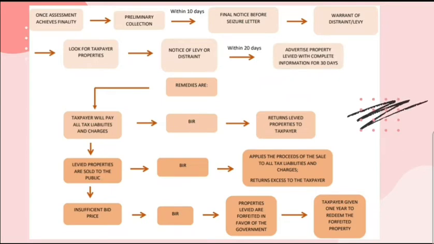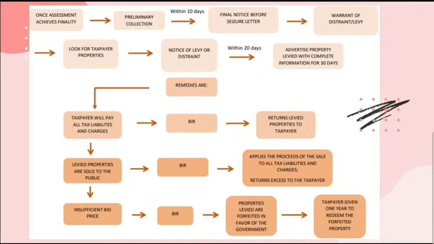Within 10 days from the issuance of the preliminary collection letter, the BIR will then send the taxpayer the final notice before seizure letter, which will inform the taxpayer that his properties will be used to satisfy his tax liabilities. The remedies are distraint, levy, or garnishment depending on the property. Distraint is the government seizing the taxpayer's tangible or intangible personal property to compel tax payment. Levy is the seizure of the taxpayer's real property in order to ensure that the tax is paid. Garnishment is the seizure or distraint of the taxpayer's property, such as bank accounts or credits.